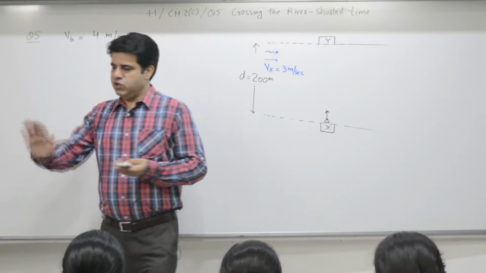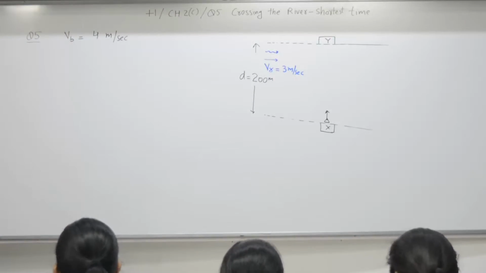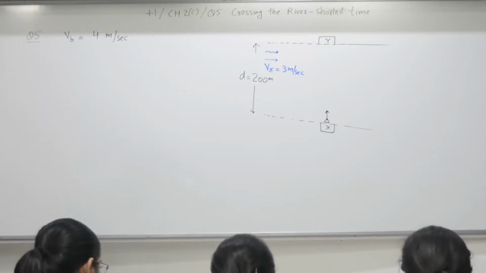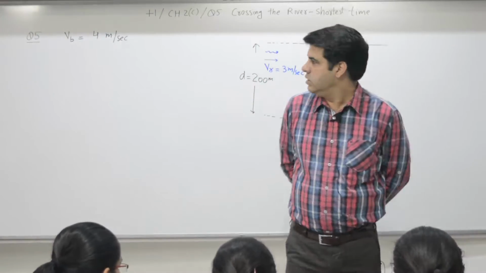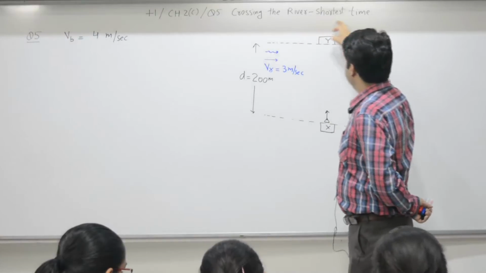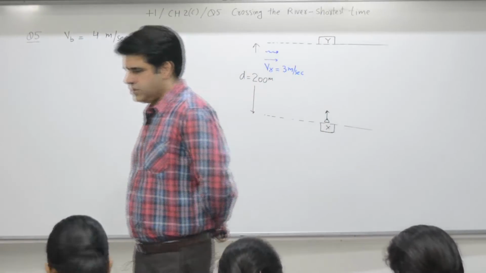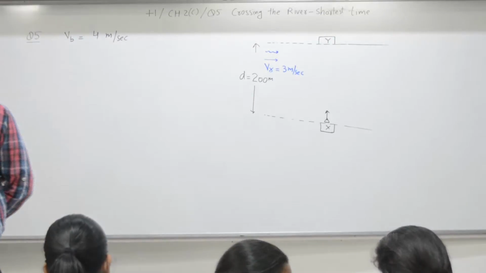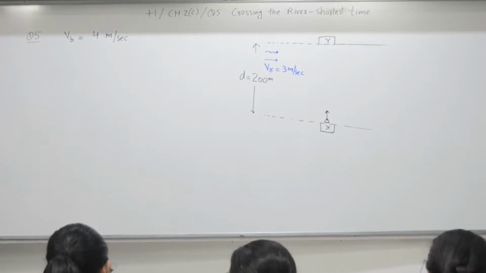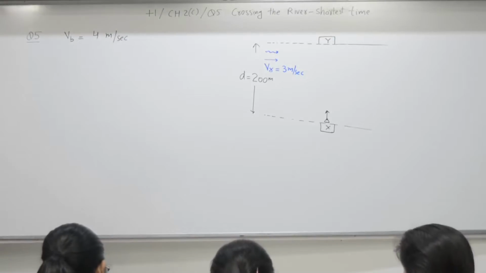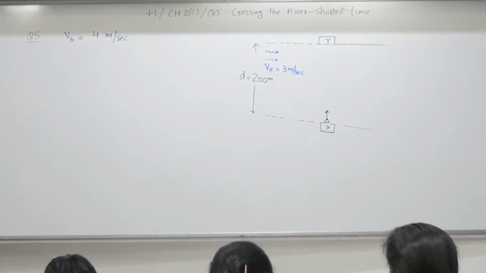Fine. Notes. One full page, rather 2 pages, I will say. On the left page, crossing the river in shortest time, and on the right page, crossing the river in shortest path. So draw the diagram.